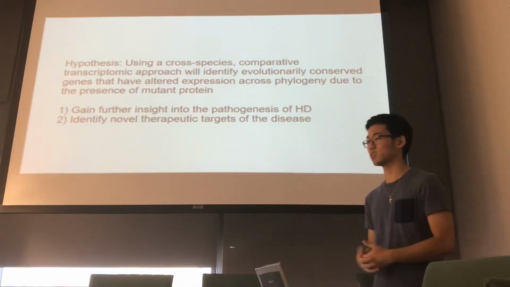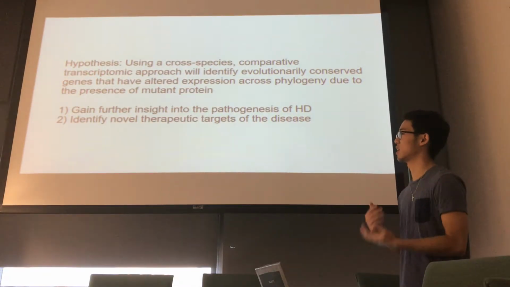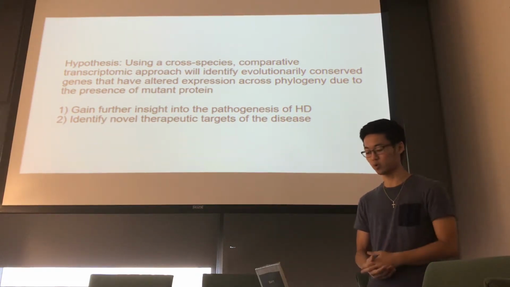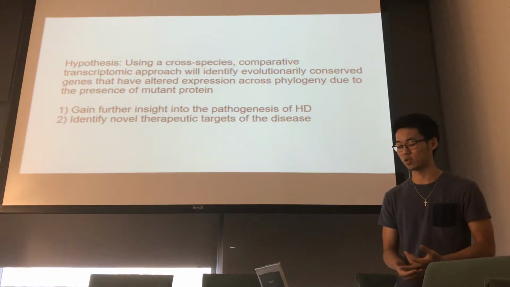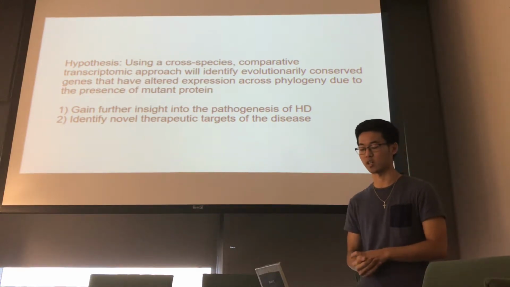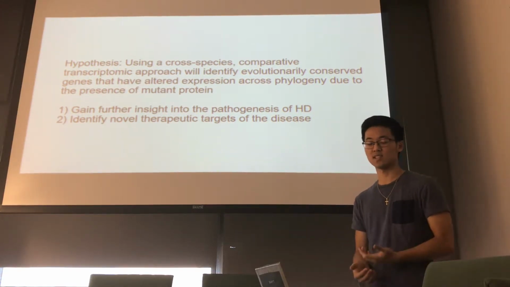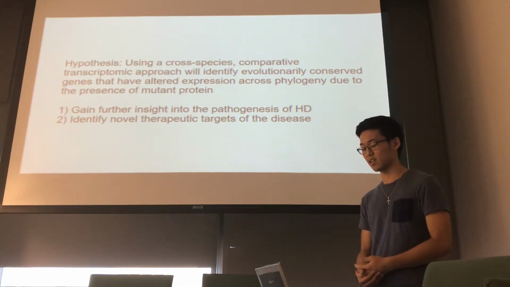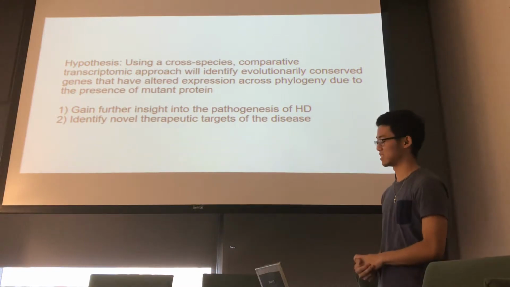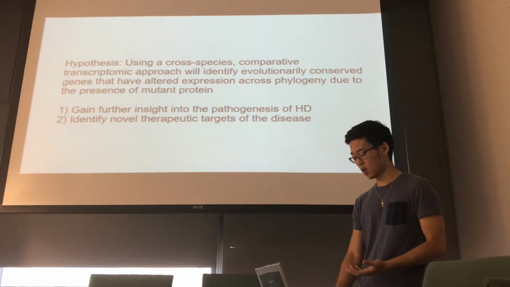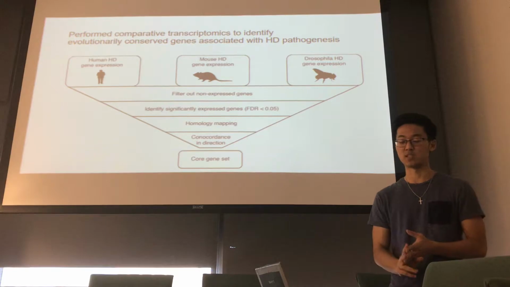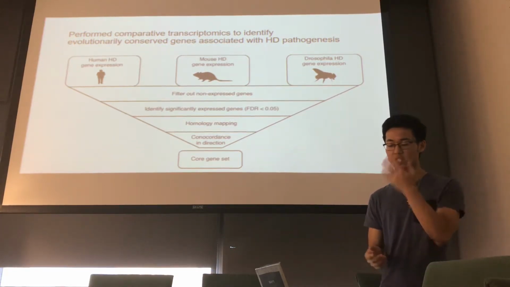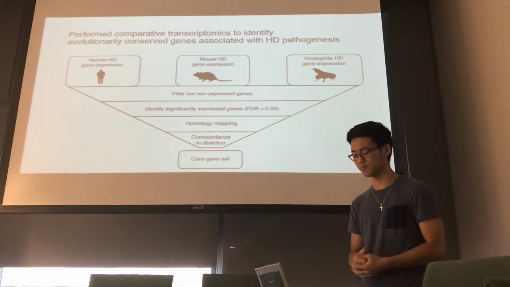which leads to the hypothesis of our project, which states that by using a cross-species and comparative transcriptomic approach, we can identify evolutionarily conserved genes that have altered gene expression across different species. And in testing this hypothesis, we can gain further insight into the pathogenesis of Huntington's and identify novel therapeutic targets of the disease. Now, in order to do this, we took data sets from 3 different species: humans, mice, and Drosophila, and we looked at the genes that were dysregulated within these 3 species.